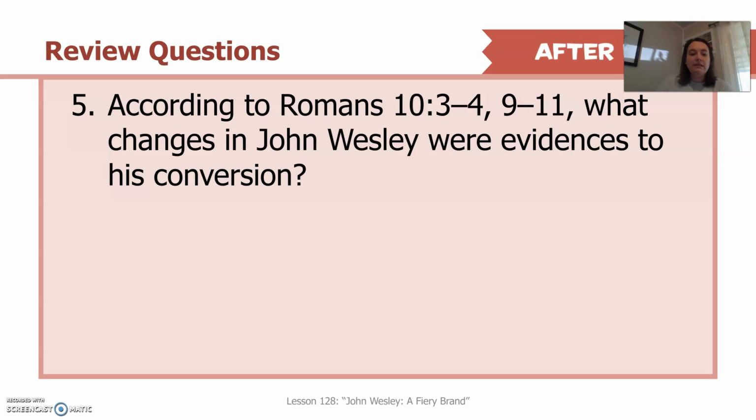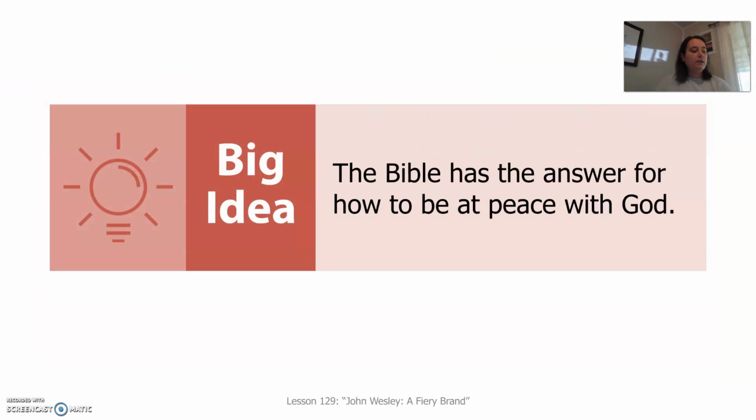Number 5, according to Romans 10, 3 through 4 and 9 through 11, what changes in John Wesley were evidences to his conversion? Well, he no longer thought that he could be righteous by doing good deeds, but he learned about how he could put on the righteousness of Christ, basically learning about being saved, that he wasn't saved by his works, but by his faith. Now, in today's lesson, you're going to reread a part of this story.